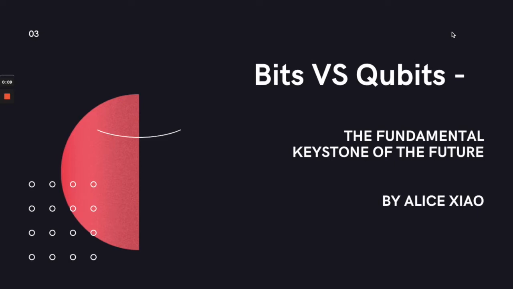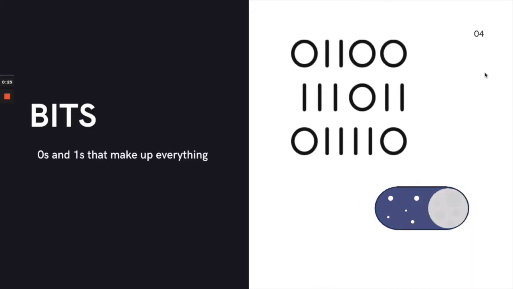I'm going to be talking about bits and qubits, the fundamental pieces of our computers and hopefully our future. And in order to understand what a qubit is, we have to understand what a bit is in the first place. So let's start with bits.